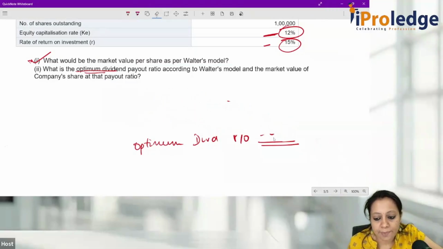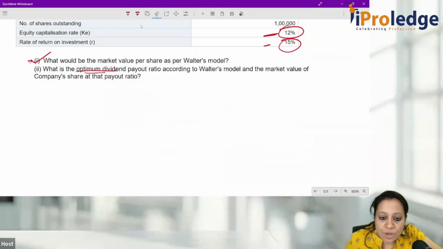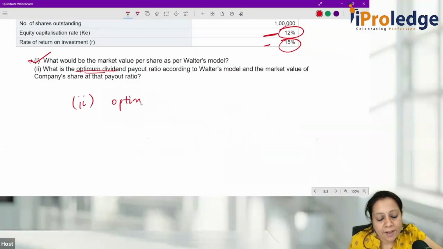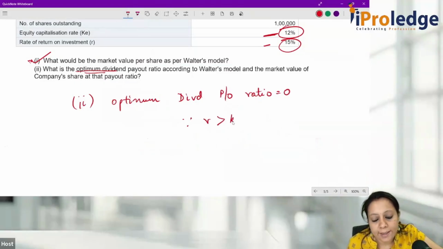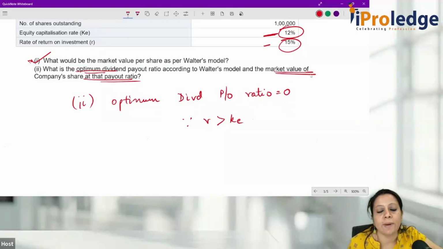So what we should write down in the exam? How should we write, ma'am? Point number 2, you write optimum dividend payout ratio is equal to 0 because R is greater than KE. Like that you should write down. Okay. Now, they are saying at that payout ratio, please calculate the market value.